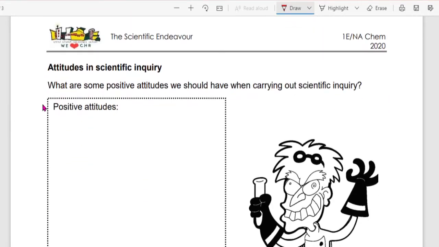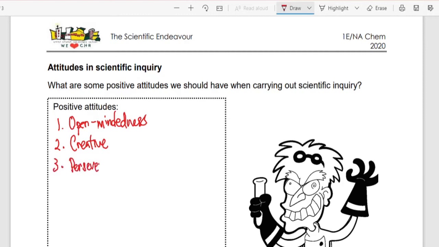So what are some of the positive attitudes that scientists would need to have? These are just some of them. It's not like this is all of them. First is open-mindedness. You must be open to the things around you. Next one, you must be creative. When I try to think of the hypothesis, you need to be creative in the way you go about doing it.